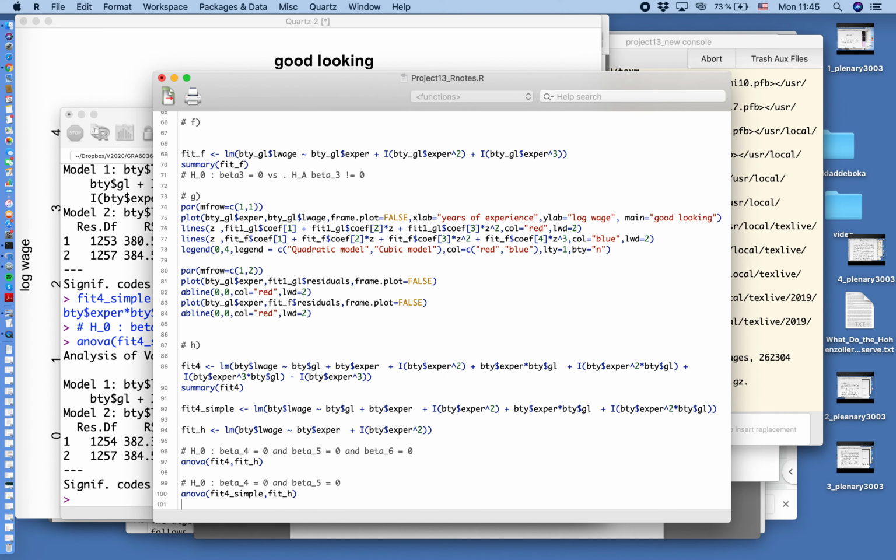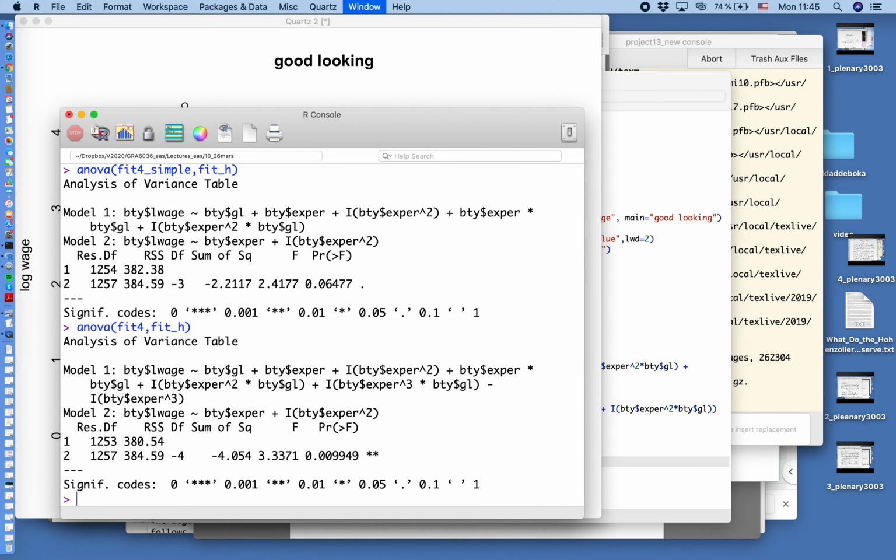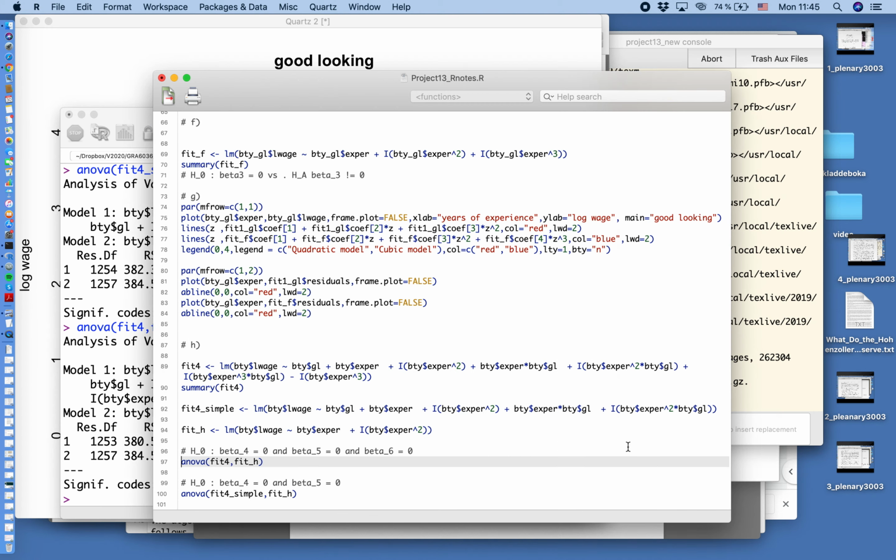So the conclusion from this test is that the simple model is better. But when we added this cubic term, we rejected the null hypothesis of the simple model being best, when it competed against the model with the cubic term. But when we competed against the model that did not include a cubic term, we did not reject the null hypothesis.